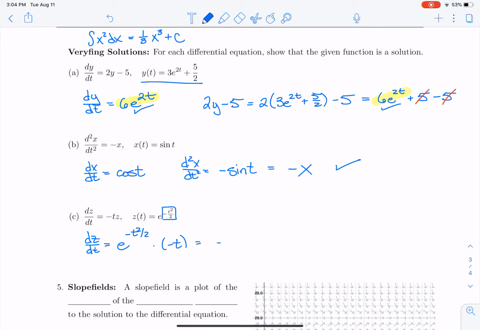So I'm going to write this as minus t e to the minus t squared over 2. Oh, well, that's minus t times e to the minus t squared over 2. Well, that's z. And so it's minus t times z. So we again have shown that e to the minus t squared over 2 is a solution to the differential equation.